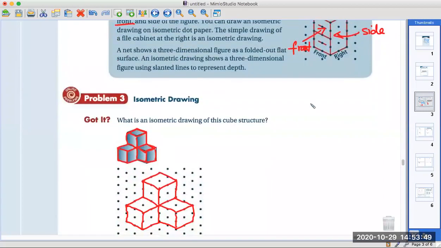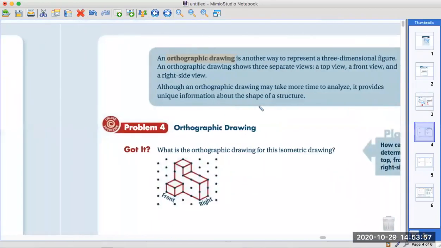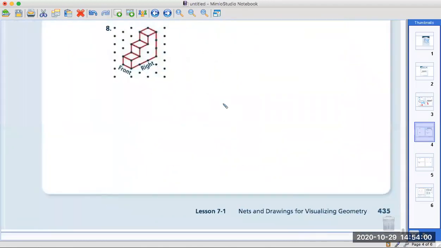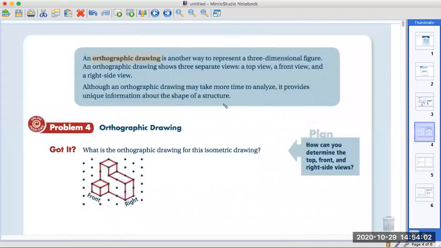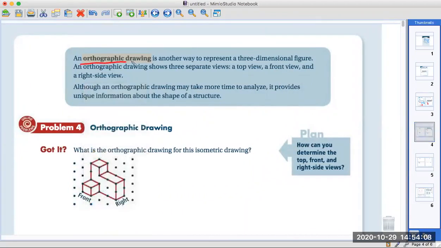Okay, and then on top of that, we have what's called an orthographic drawing. So we're on page 435 on the top. An orthographic drawing is another way to represent a three-dimensional figure. An orthographic drawing shows three separate views: a top view, a front view, and a right side view. The key here is right side. So that's always weird. Why that? But they had to make a choice. So top, front, right side view.